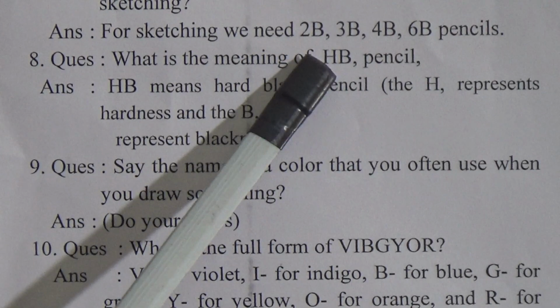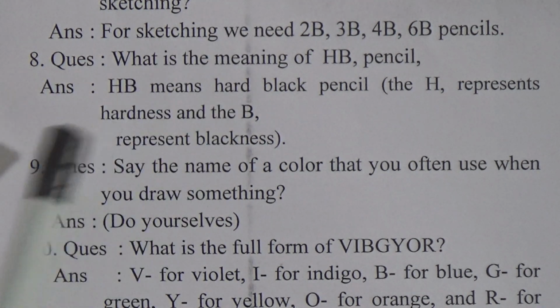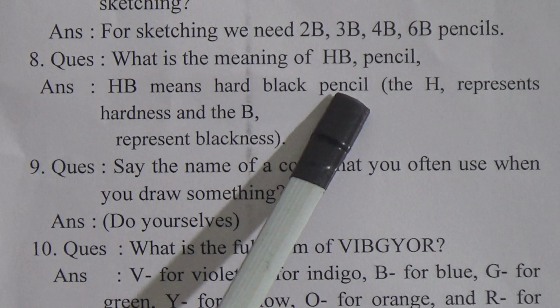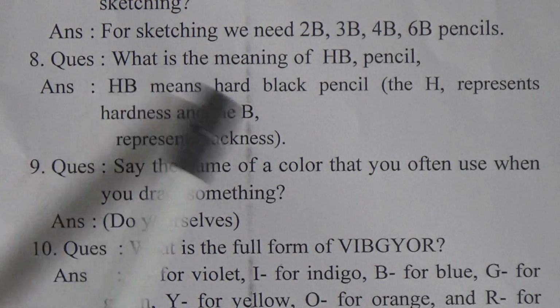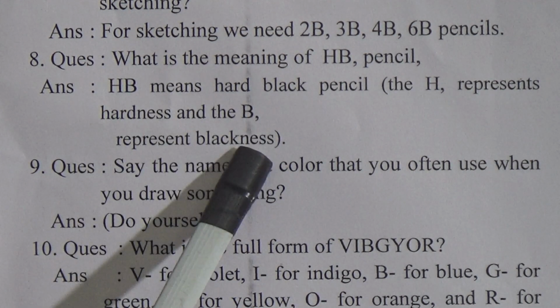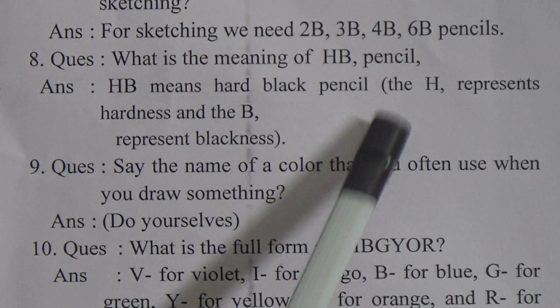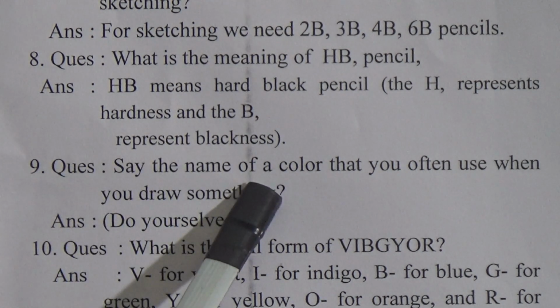Question number 8. What is the meaning of HB pencil? Dear student, say with me. HB means hard black pencil. The H represents hardness and the B represents blackness. Say with me again. HB means hard black pencil. H represents hardness and the B represents blackness.